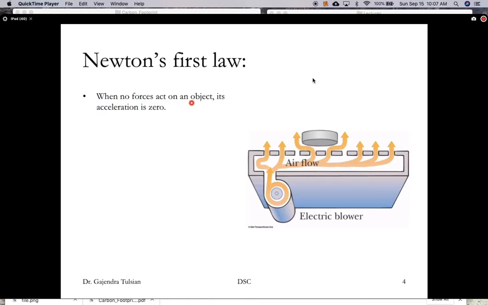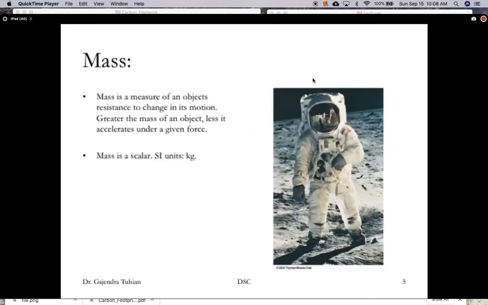When no forces act on an object, its acceleration is zero, meaning its velocity will remain constant. It's sometimes stated as: if it's moving, it'll maintain its velocity, and if it's at rest, it'll remain at rest.